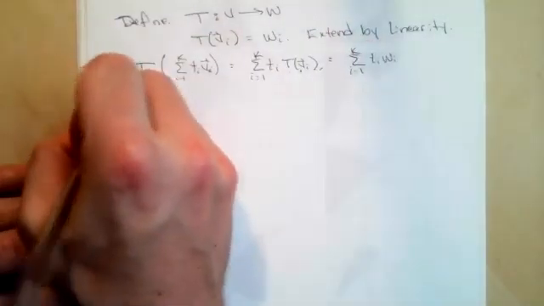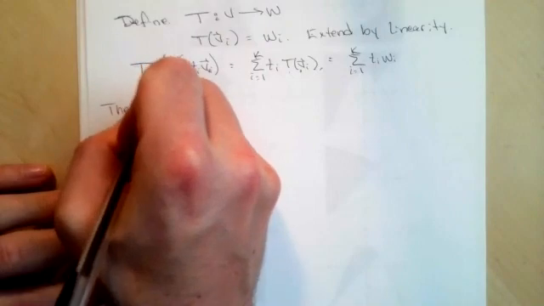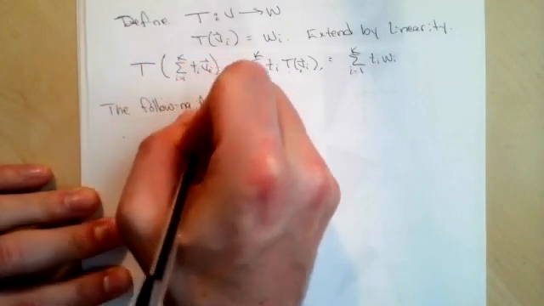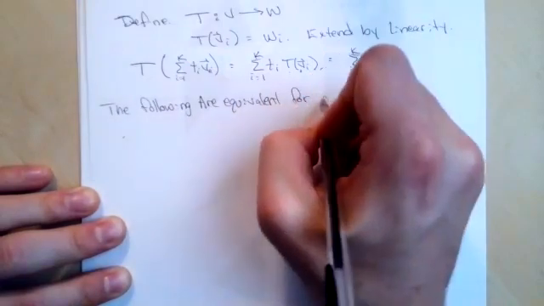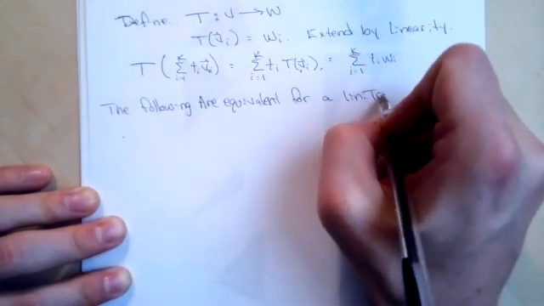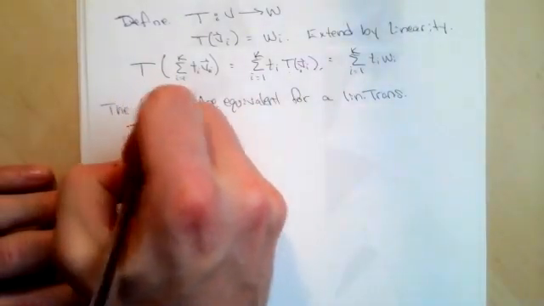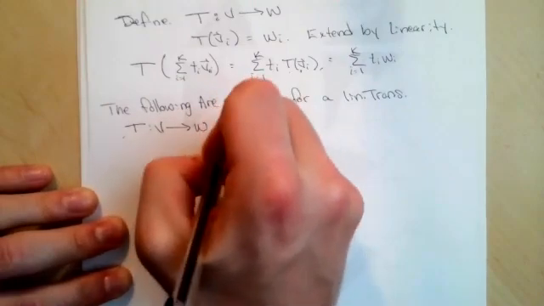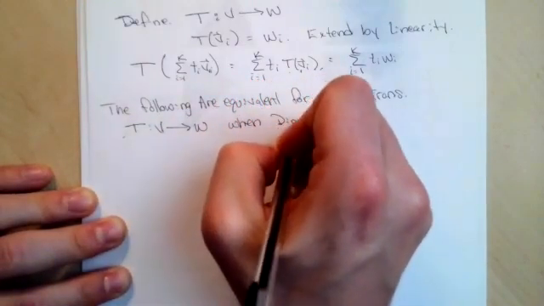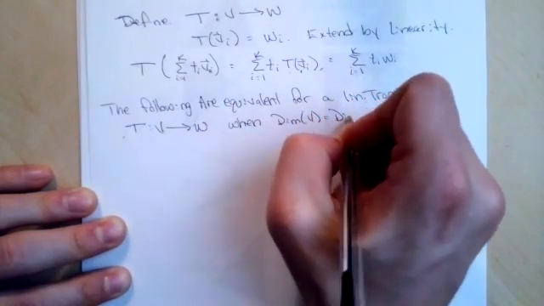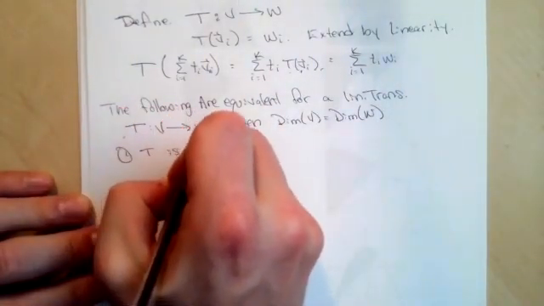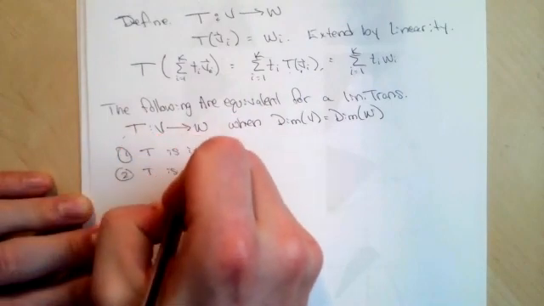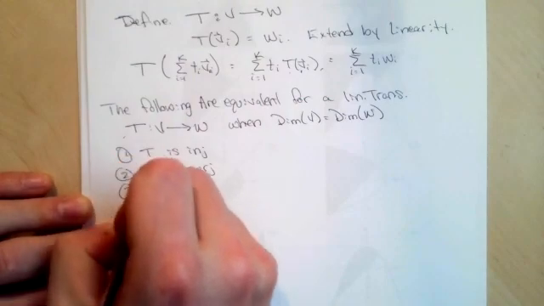There's a corollary that the book lists to this theorem. I'll write it out real quick, and I'll let you check that on your own. It says the following are equivalent, for a transformation between two vector spaces that have the same dimension: T is injective, T is surjective, T is an isomorphism.